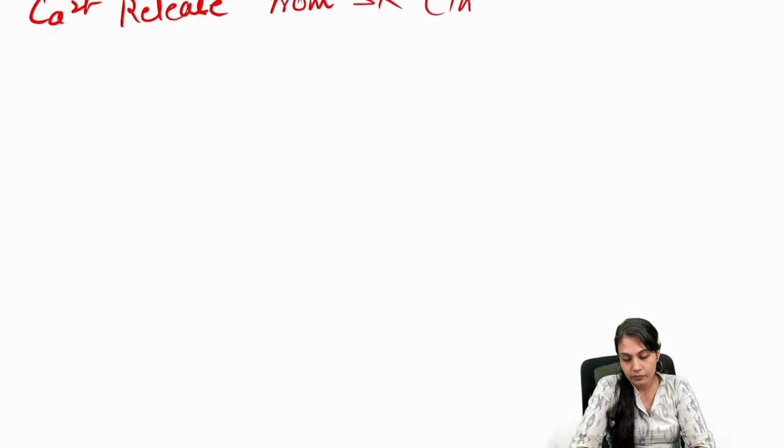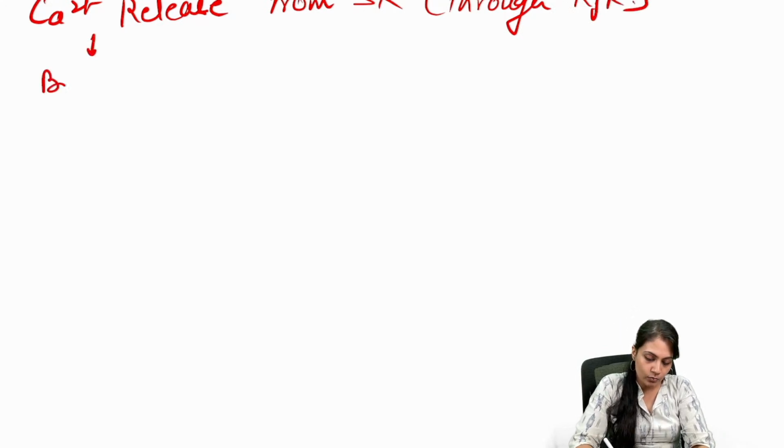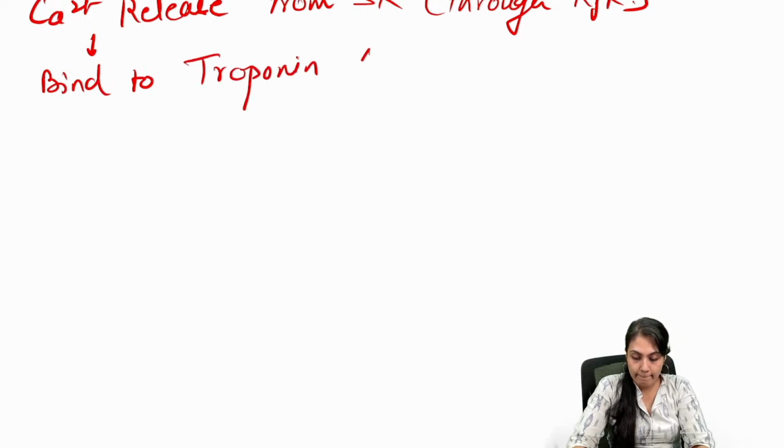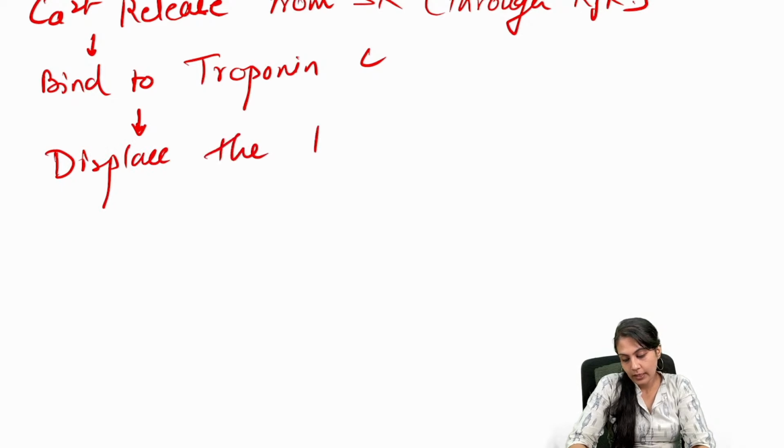So calcium got released, right? The calcium release, till that we learned, calcium release through RYR from the sarcoplasmic reticulum, isn't it? And that is going to bind to troponin C, that will displace the papagy of myosin, that is tropomyosin.